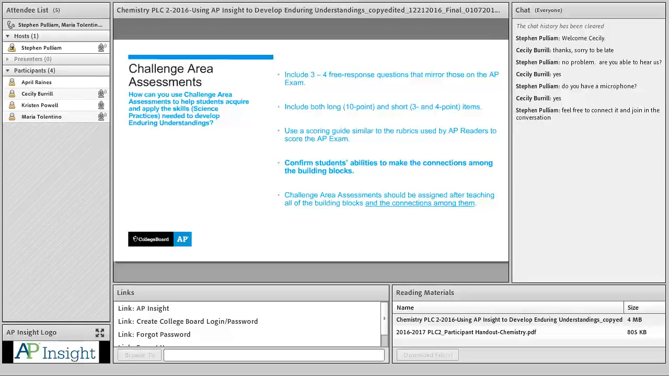Yeah, I think that's good. That's kind of how I use them in my class. Right, I often will use a POGIL type assignment as an introductory, just to get them thinking, so they're not dependent on me to kind of spoon feed every bit of information and every part of the thought process, and then working through to a challenge area assessment. That's what I do also.